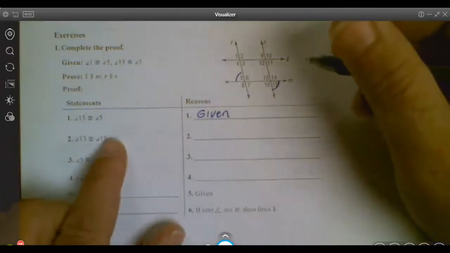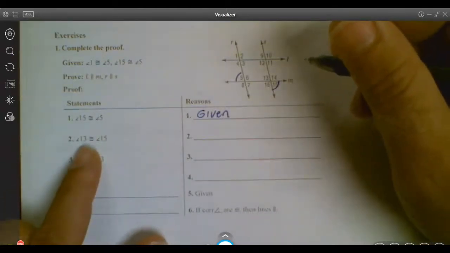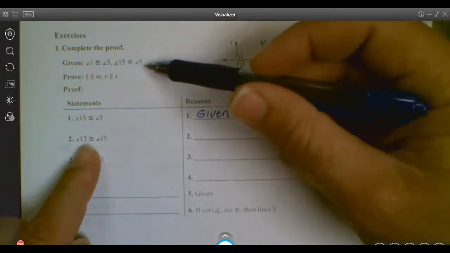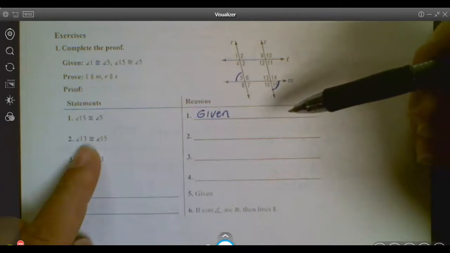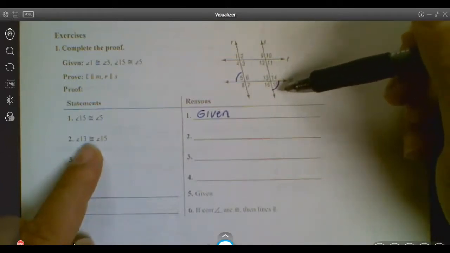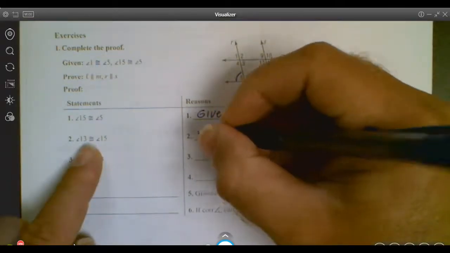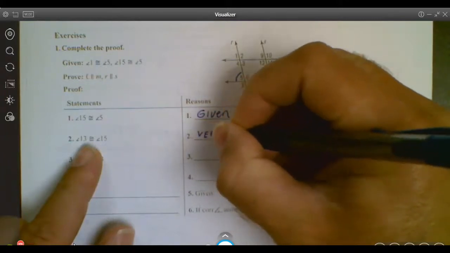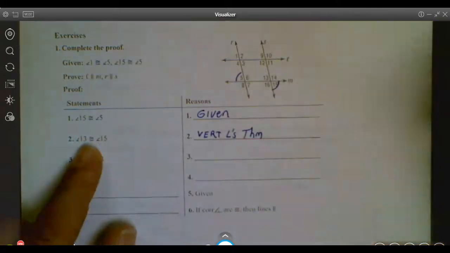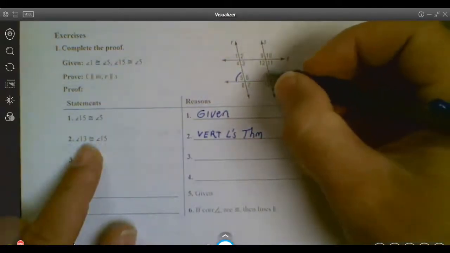So if you take a look at the next statement, where did this come from? It didn't come from the given. Angle 13 is nowhere mentioned up here. But where could it come from? Look at the diagram for a minute. Look at 13 compared to 15, right? So hopefully we all recognize those guys as vertical angles at this point. So we know by the vertical angles theorem that 13 is congruent to 15. By vertical angles theorem, and again, let's mark that.